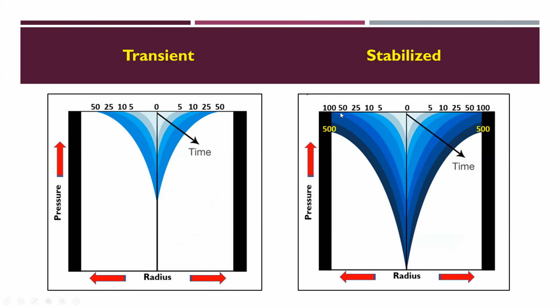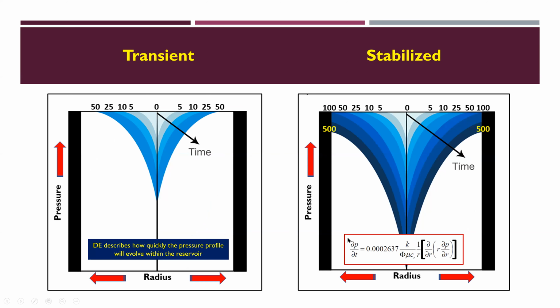However, if we need to account for how quick this pressure wave or pressure response is moving across the reservoir, the answer is coming from the diffusivity equation, the pressure derivative with respect to time. This can answer how quick the pressure wave is moving across the reservoir.